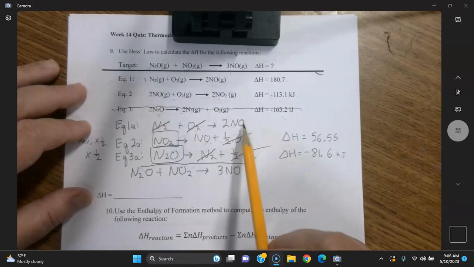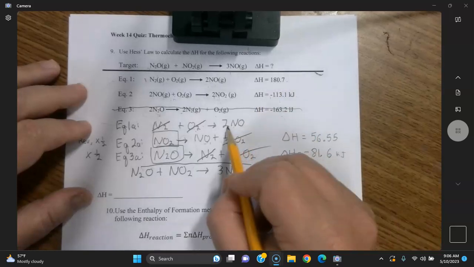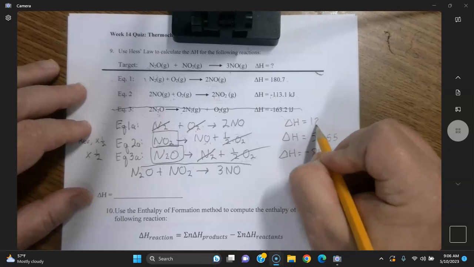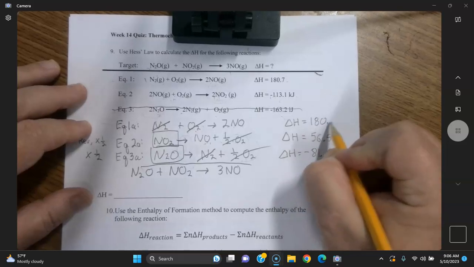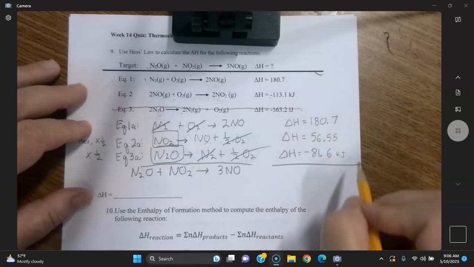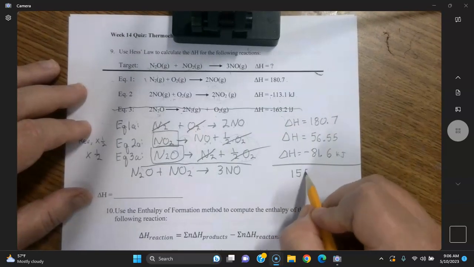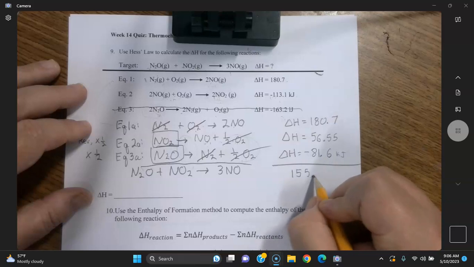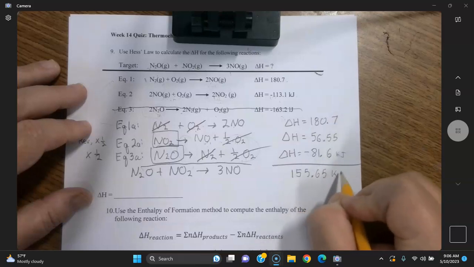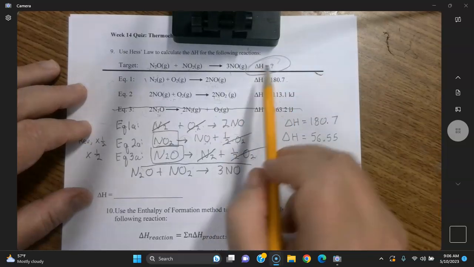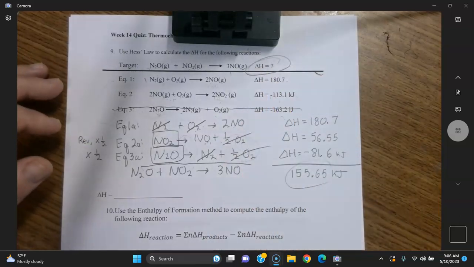Okay, oh, and the one thing I didn't do up here is it's 180, and I didn't change equation 1. So delta H equals 180.7. So now you add all these up, and you get 155.65 kilojoules. Okay, and that's your answer. That's what this is. Okay, that's the unknown enthalpy that you recreated.